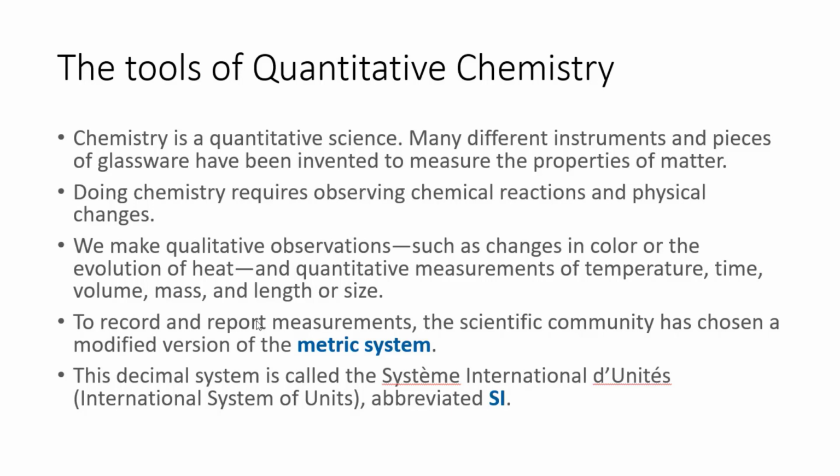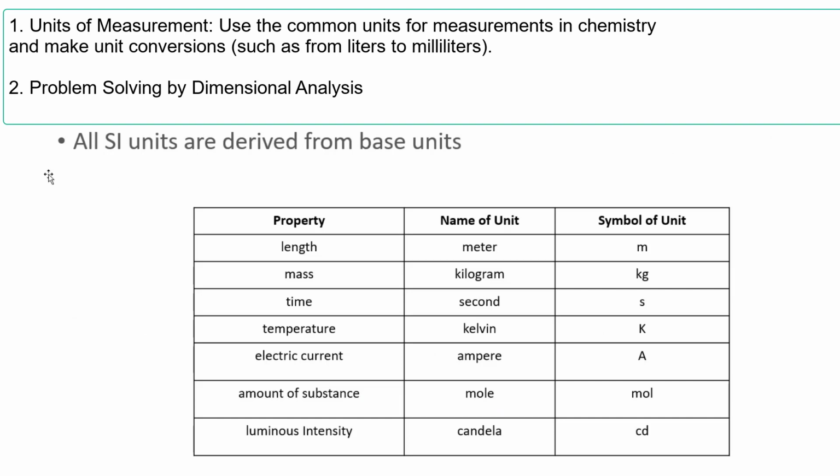Now, to record and to report these measurements, the scientific community has chosen a modified version of the metric system. This is what we're going to be calling SI units. All SI units are derived from base units. So we're going to be doing a lot of metric conversions, like if we're measuring the length, the SI unit, the meter, which is symbolized as m, not feet, because the English seem to think that we're above and beyond everybody in the world, even though nobody else uses inches.